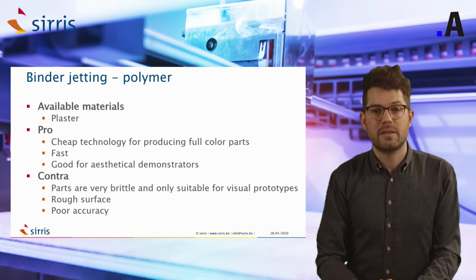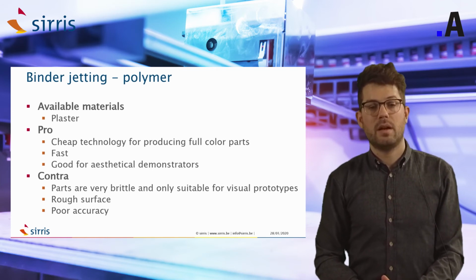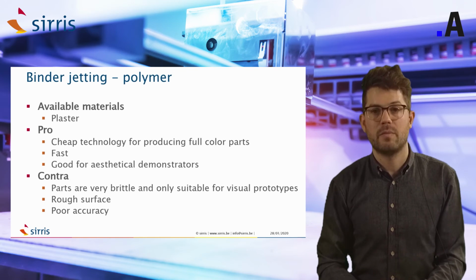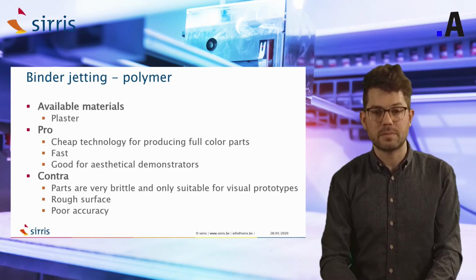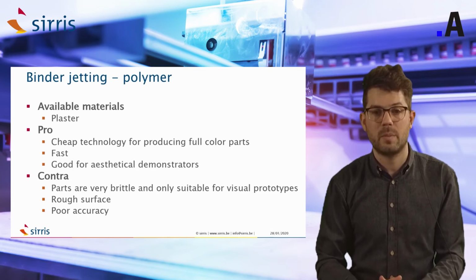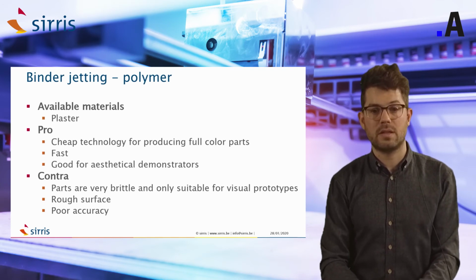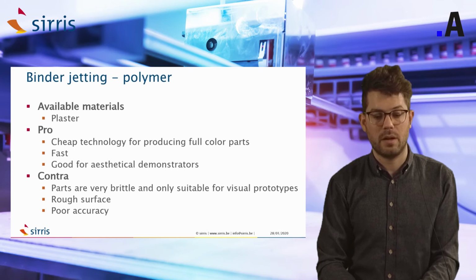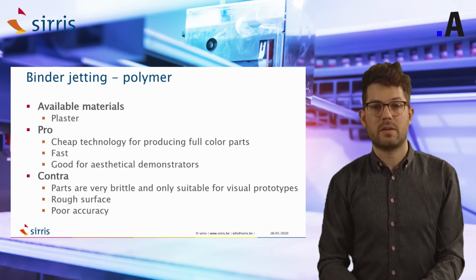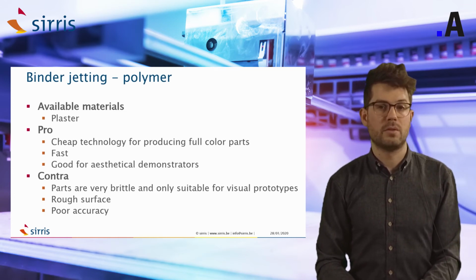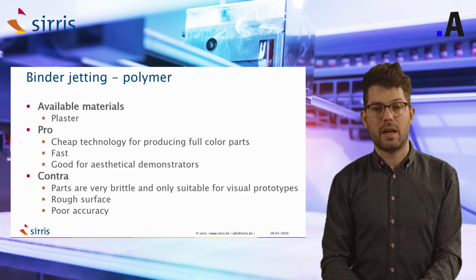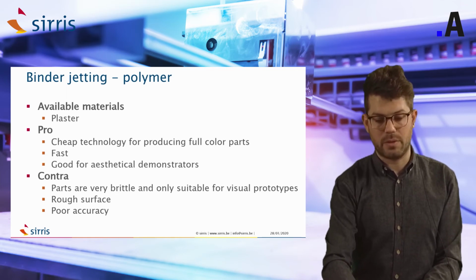Another example of binder jetting is printing of plaster. So same technology, but instead of metals, we will use plaster material, which is very cheap for printing full color parts. I will show you an example afterwards. It's also a very fast technology, which is perfect for demonstrators. On the other hand, those parts are quite brittle and only suitable for visual prototypes. The parts have a rough surface and most of the time also a poor accuracy.